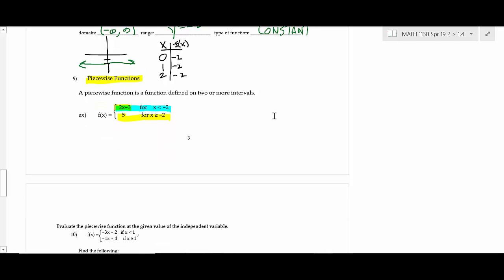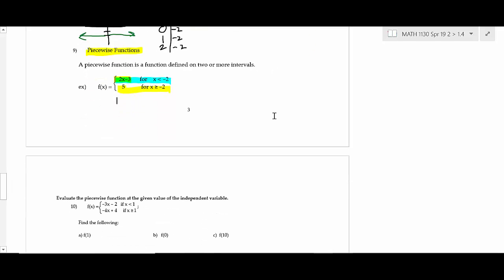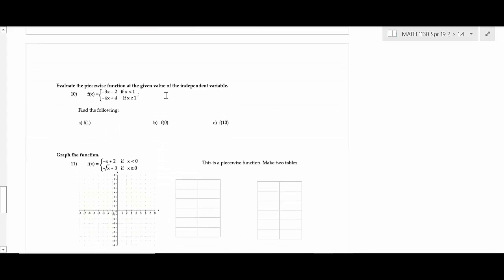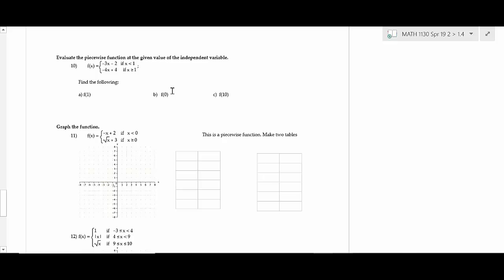All right, so we're going to do several graphs on these and a few other things. Let me show you how you evaluate things then. If you look at example 10, we're not going to graph it or anything. We just have two pieces. We have the first piece defined when x is less than 1. Then we have the second piece defined when x is greater than or equal to 1.